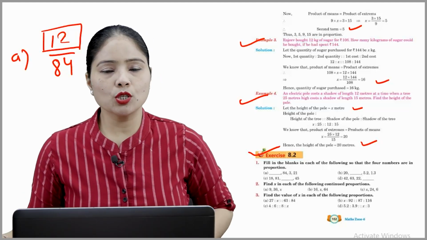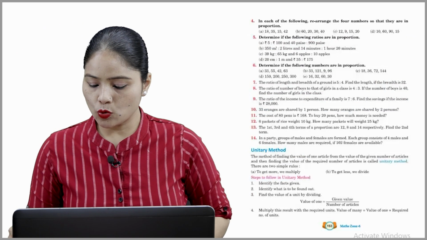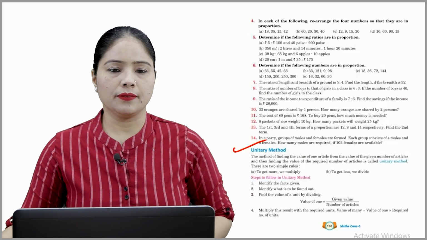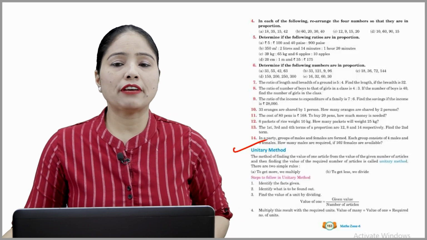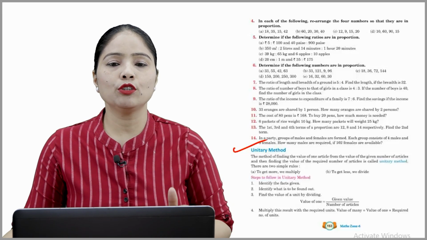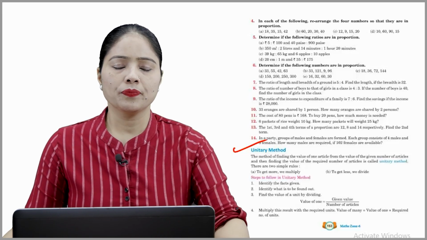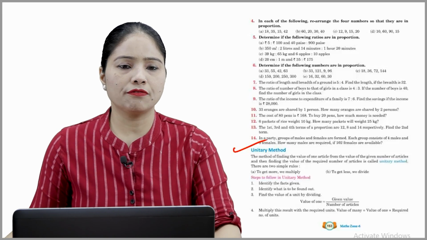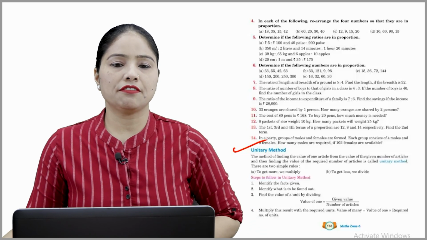So these are the other questions, you have to complete it on your own. Okay, so now move on to the next one, which is unitary method. The method of finding the value of one article from the value of the given number of articles and then finding the value of the required number of articles is called unitary method. There are two simple rules. First one is to get more we multiply, to get less we divide.